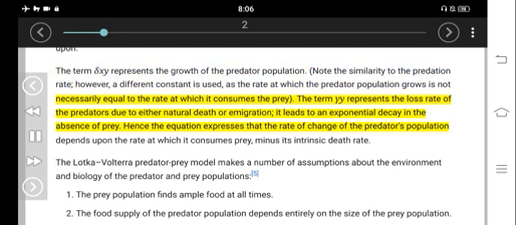The term gamma y represents the loss rate of the predators due to either natural death or emigration. It leads to an exponential decay in the absence of prey. Hence the equation expresses that the rate of change of the predator's population depends upon the rate at which it consumes prey, minus its intrinsic death rate.